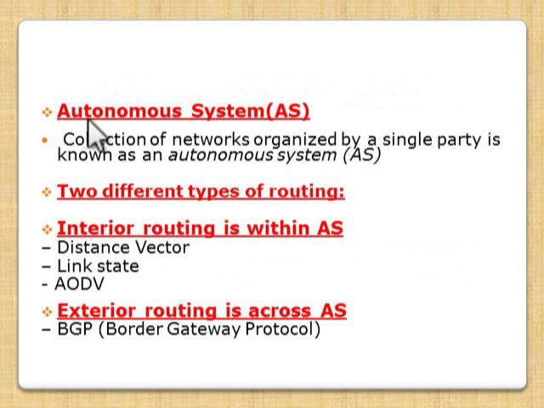Next, what is an autonomous system? A collection of networks organized by a single party is known as an autonomous system. There are two different types of routing: interior and exterior. Interior routing has three major types: distance vector, link state and AODV. Exterior routing includes BGP, the Border Gateway Protocol.